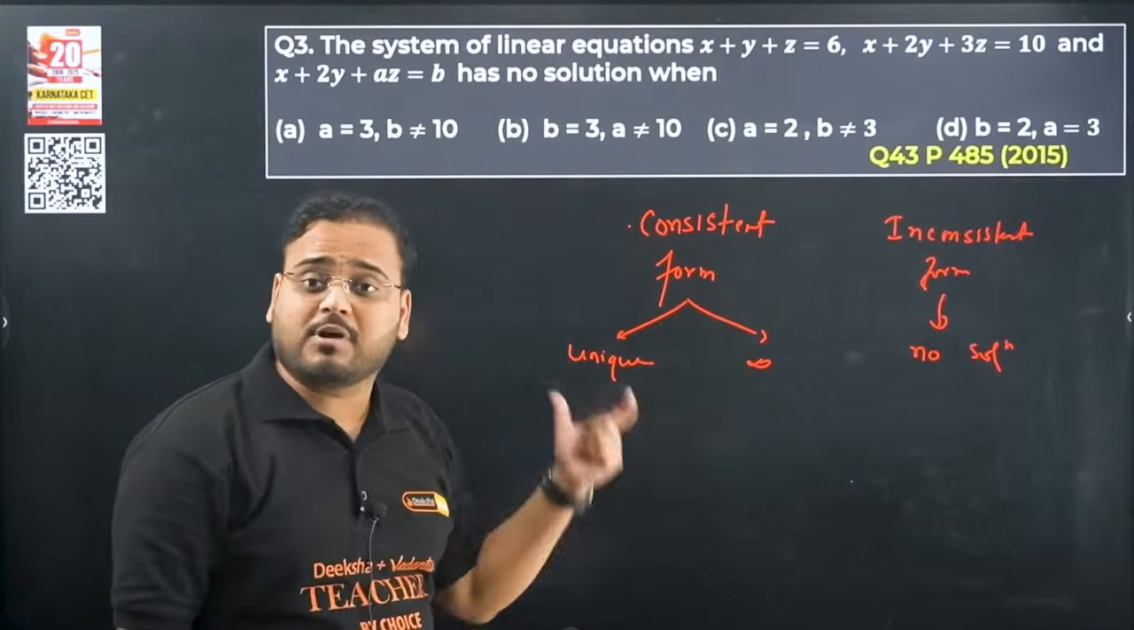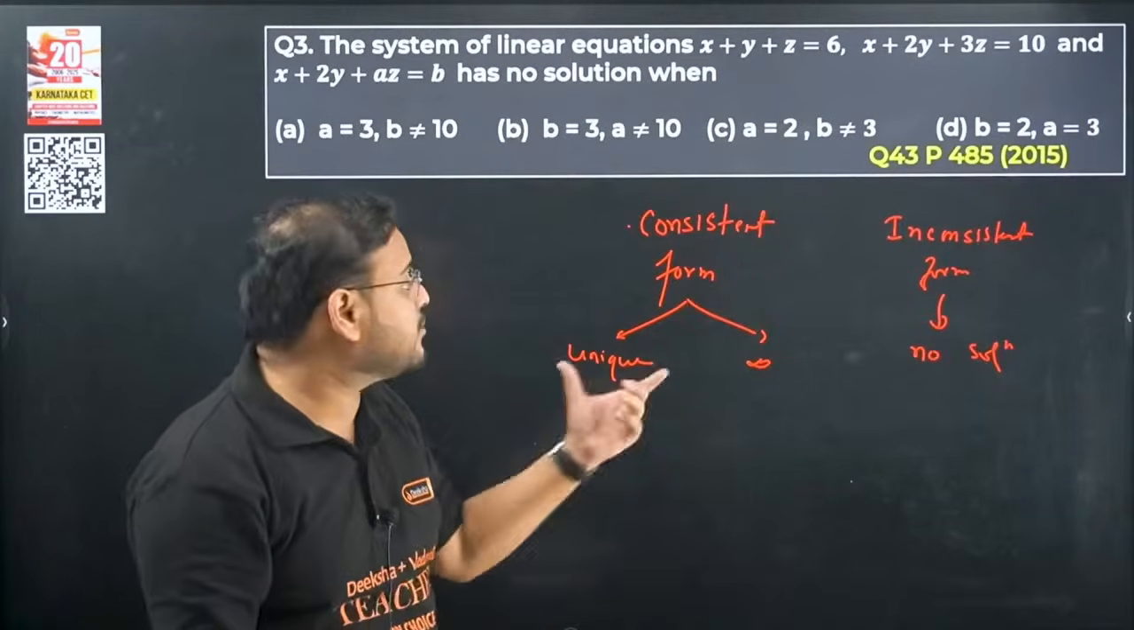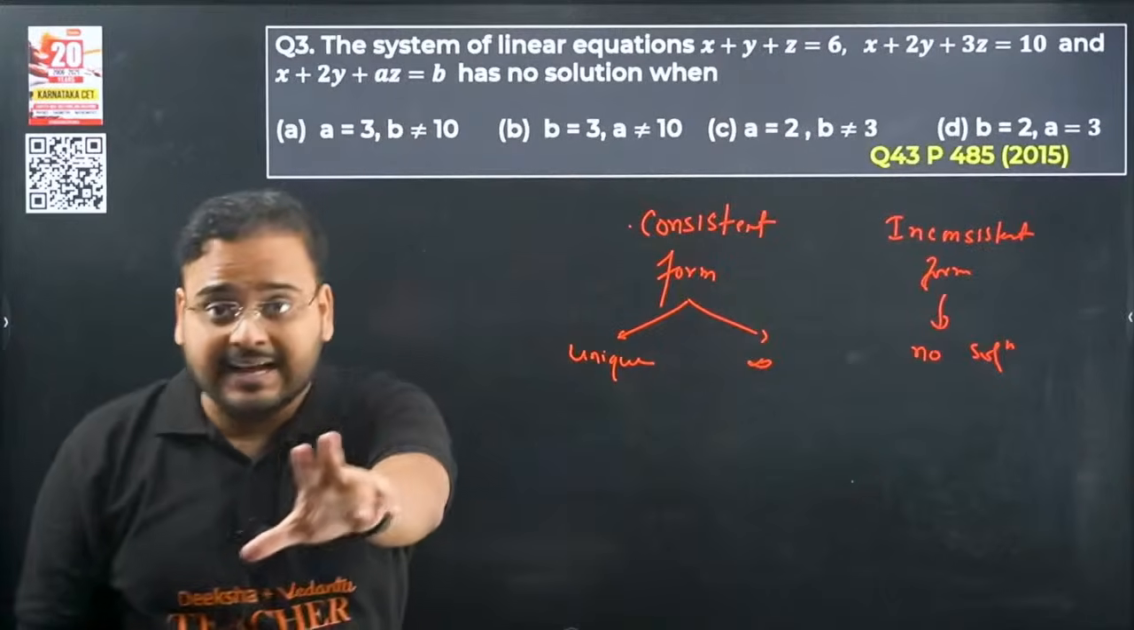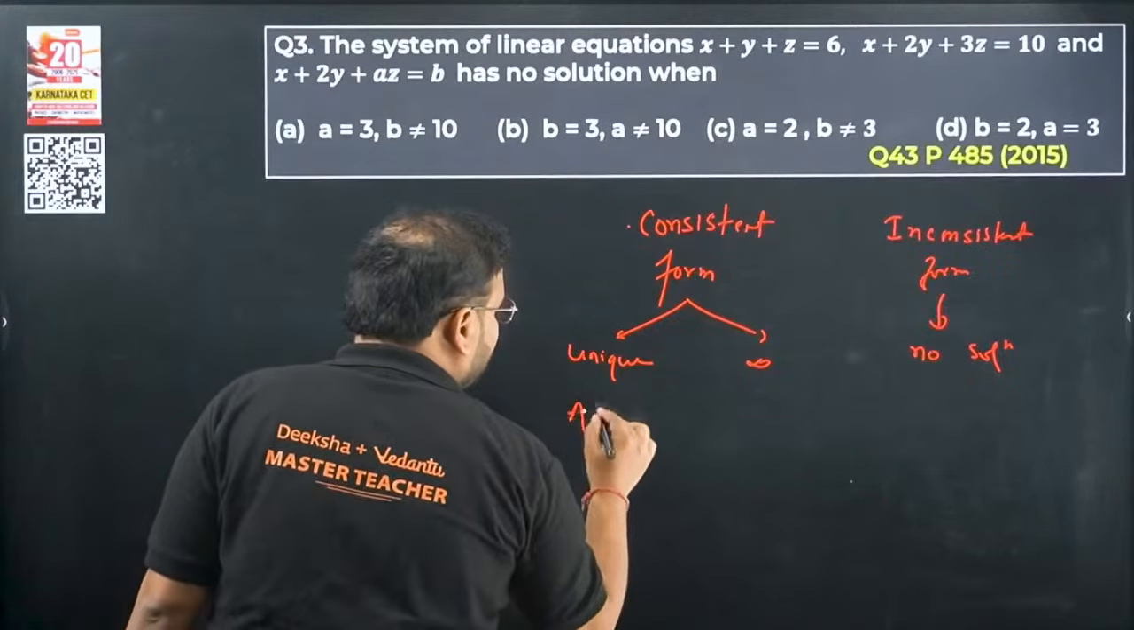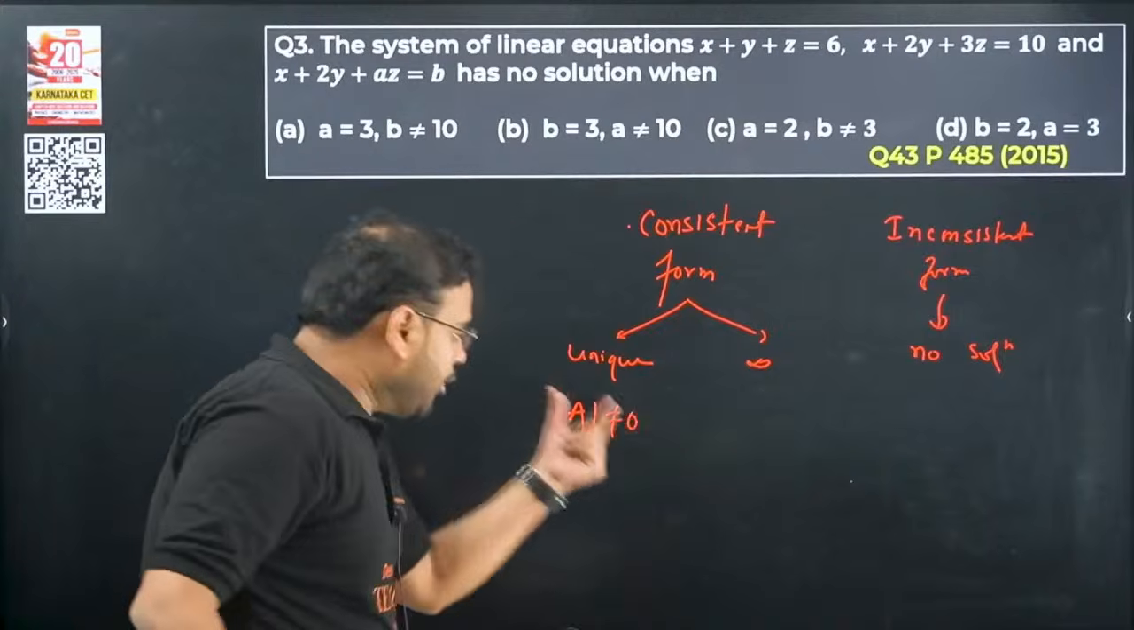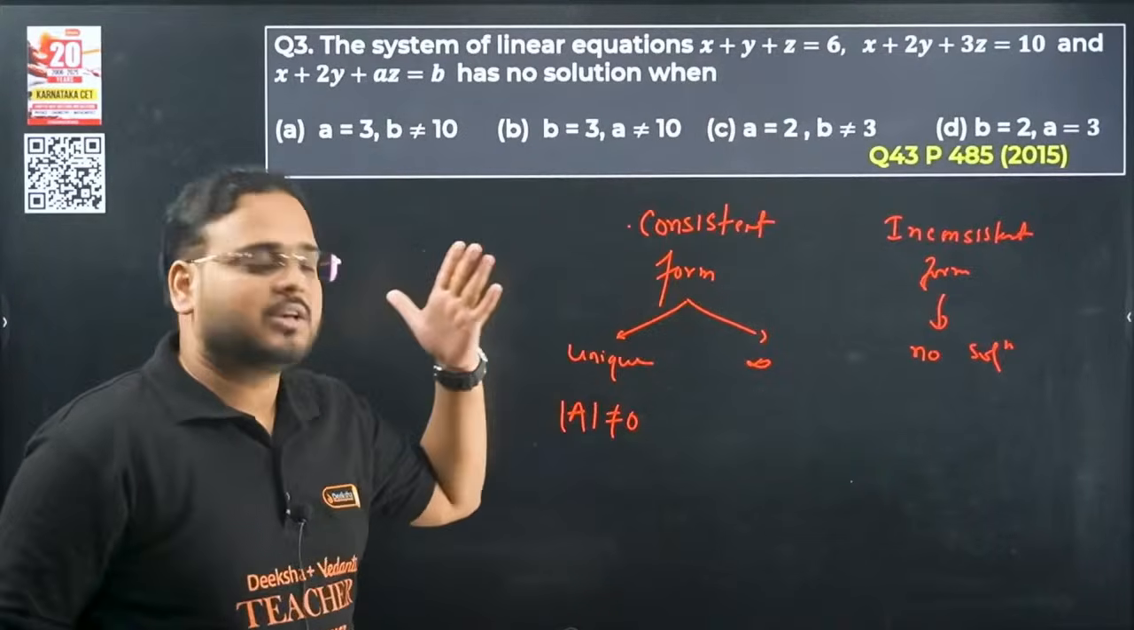I'm going to take time to solve this question, but once I teach you that, you can solve this question in 10 seconds. In 10 seconds, okay? Consistent form, unique means determinant value is non-zero. For a non-singular matrix, the answer is always the unique form.